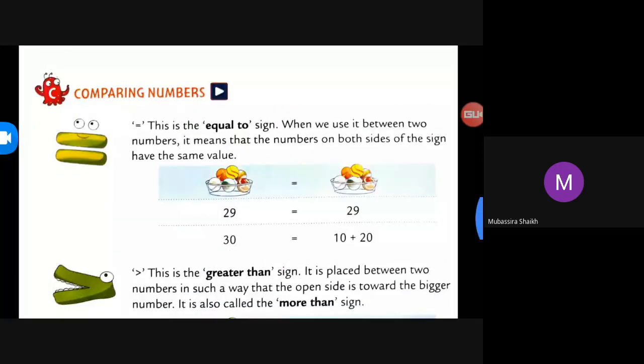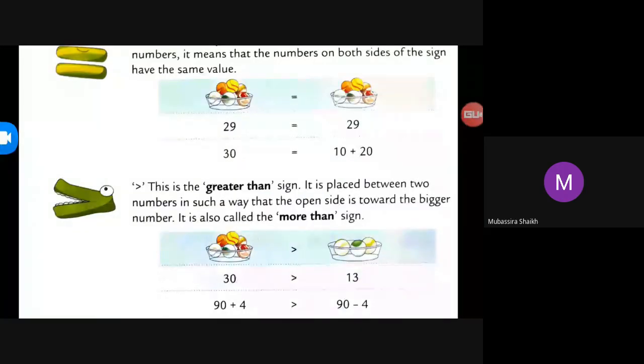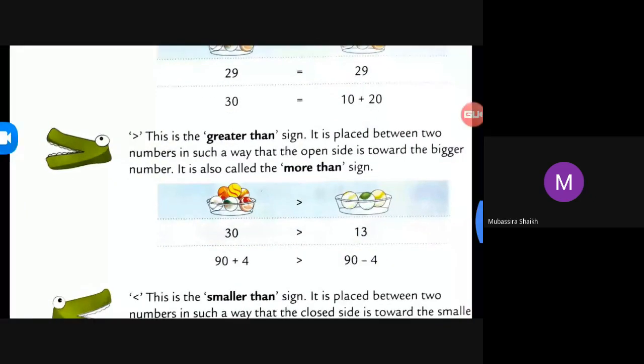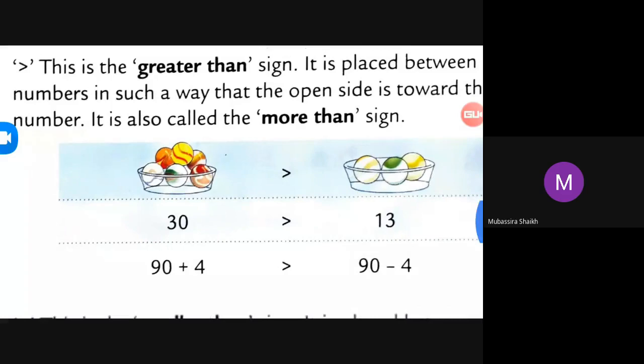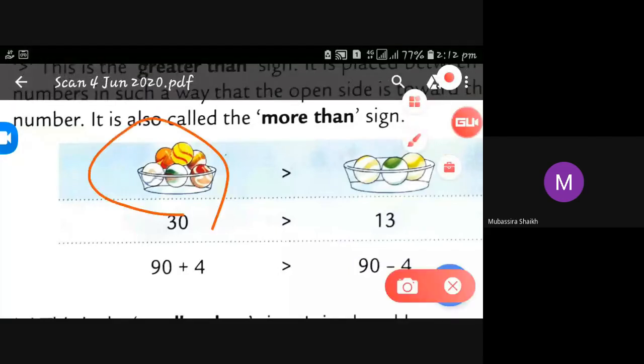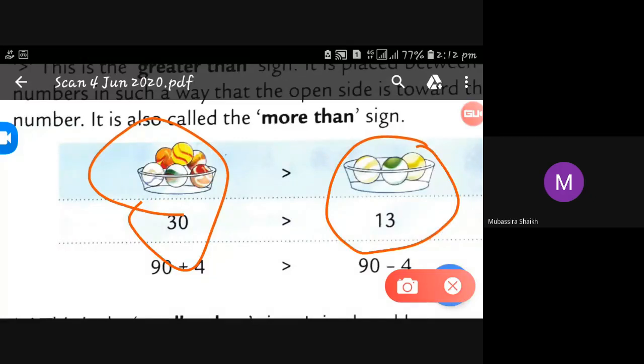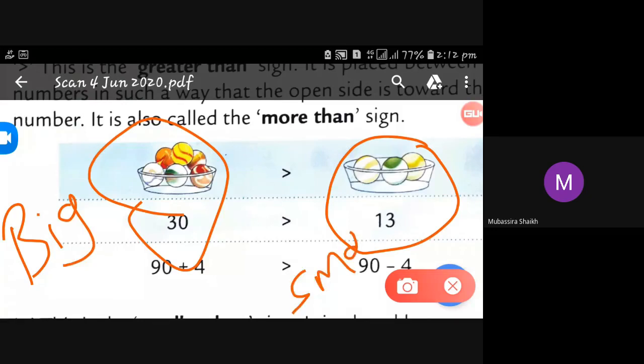Okay. See, after the equal to, there is the greater than sign. See, here are the numbers 30 and 13. So here 30 is big and 13 is small. So we can say this, 30 is more than or greater than 13. Understood this? 30 is more than 13. So this is the big number, and this number is small. Understood this?